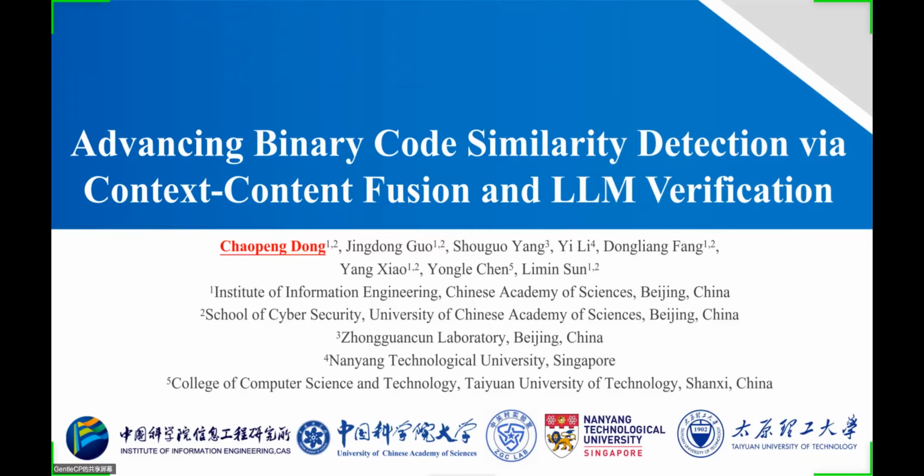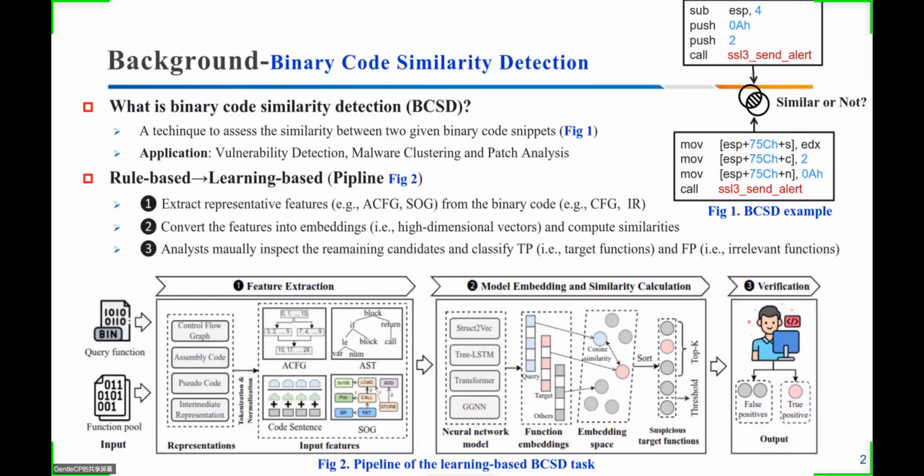Today I will be sharing our work named Advancing Binary Code Similarity Detection via Context, Content Fusion, and LLM Verification. Binary code similarity detection is a technique assessing the similarity between two binary code snippets, with application in vulnerability detection, malware clustering, and pattern analysis.